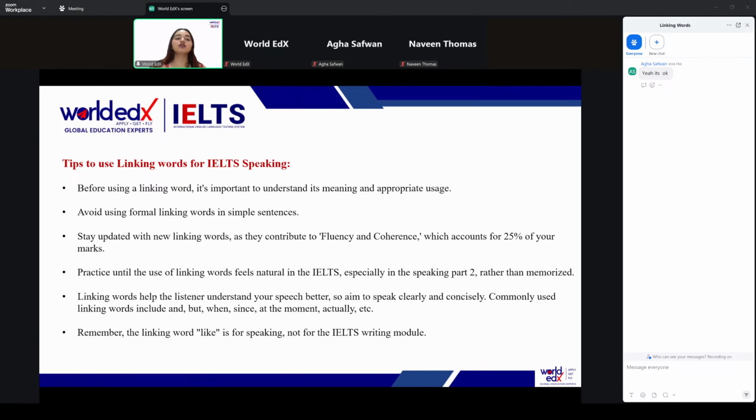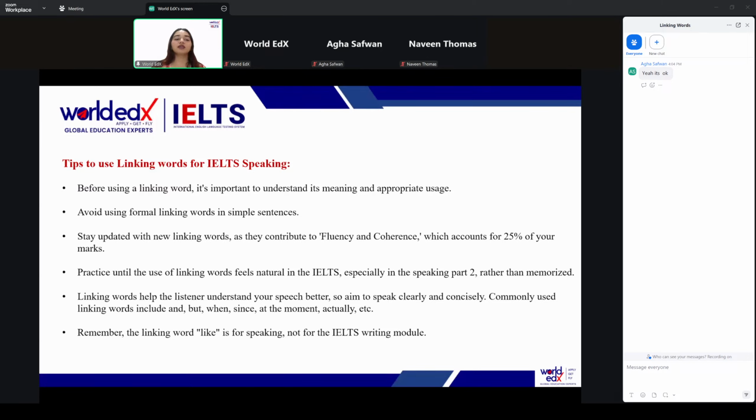The next is, do not use formal linking words in simple sentences. For example, if the question is, do you like to go out? You don't really have to say, yes, I am completely in sync with the idea that one should head out. Furthermore, I also align with the thought process that going out will definitely make you more active. It's not needed. So you don't have to use very formal vocabulary in the speaking section, and even the linkers that you use do not really have to be very formal.